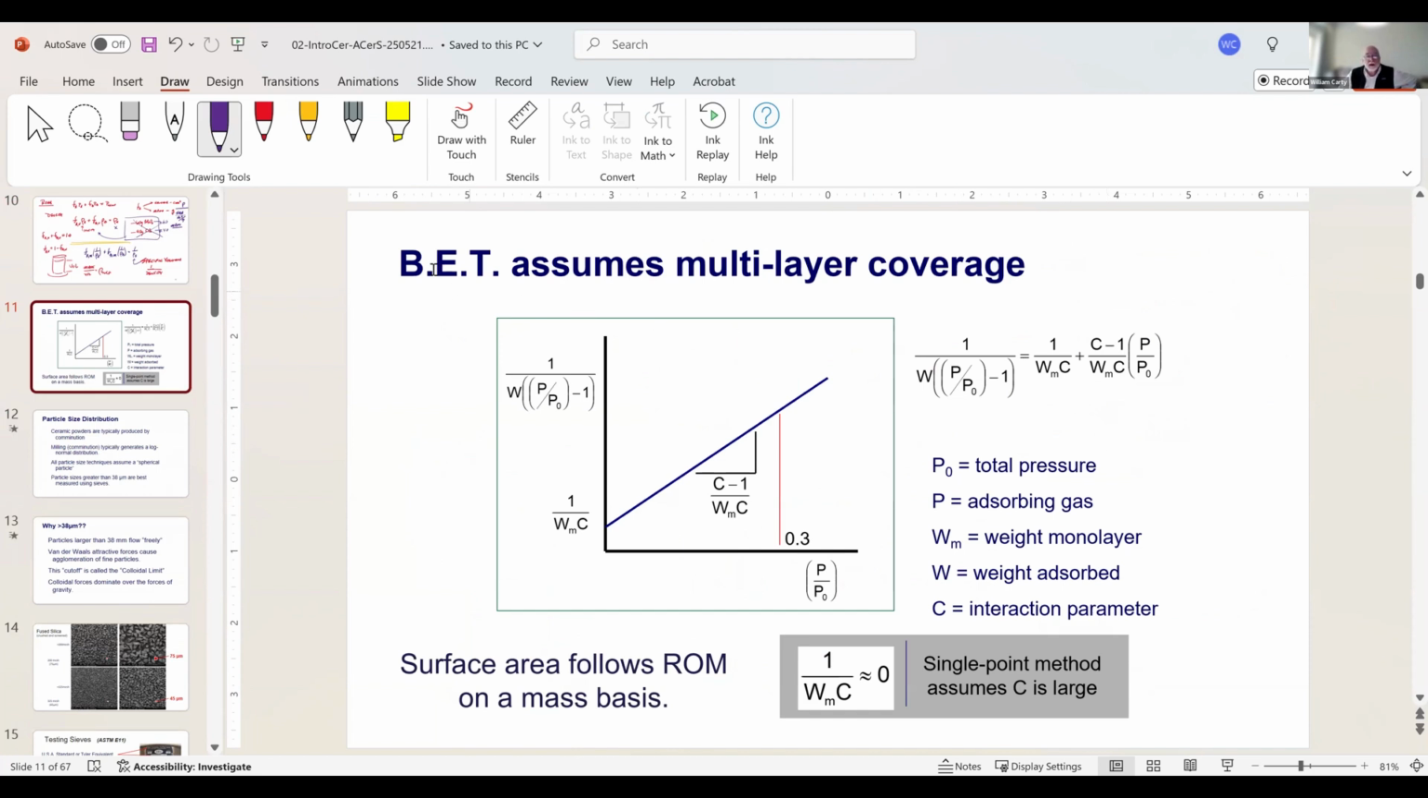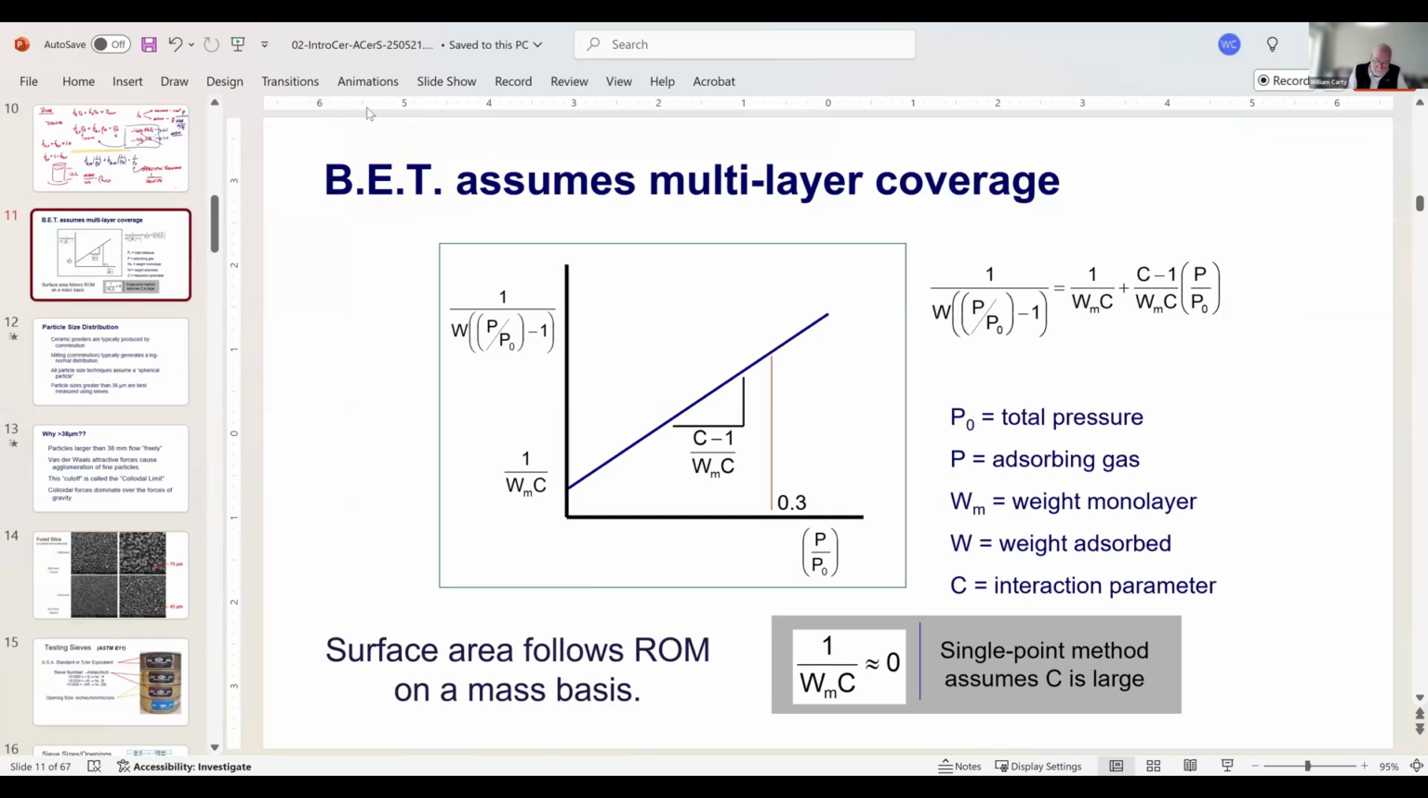Okay. Specific surface area. BET, three guys, 1938. Brunauer, Emmett, and Teller. Same Teller from nuclear physics fame, 1938. They worked out this relationship.